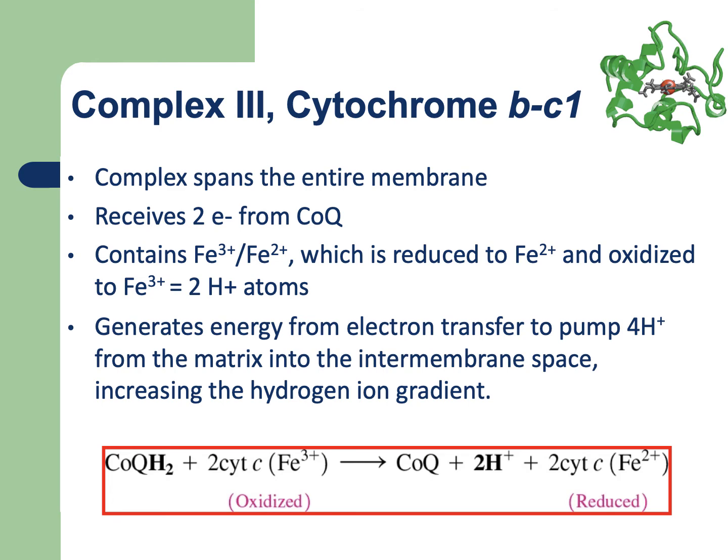So what it does is it generates energy from electron transfer to pump 4 hydrogen protons from the matrix to the intermembrane space, increasing the hydrogen ion gradient. And here's the reaction here. We have ubiquinol, coenzyme QH2, plus 2 cytochrome C. The iron is in its oxidized state. Then the products are coenzyme Q, or ubiquinone, plus 2 hydrogen protons, plus 2 cytochrome C with the iron in a reduced state.